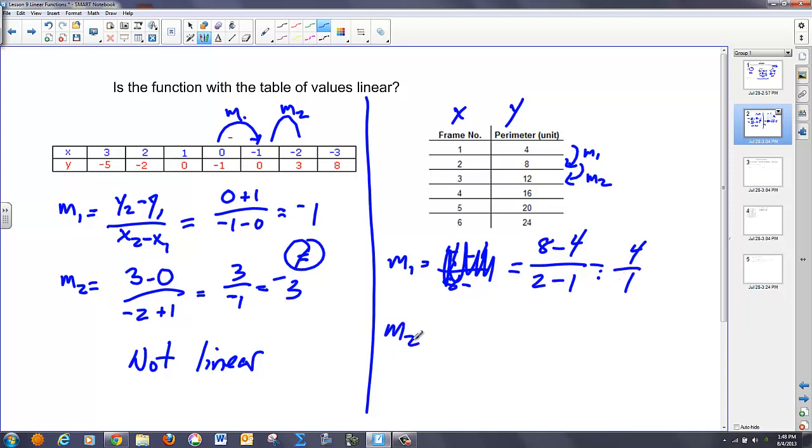Second slope, first y value is 12. The second y value is 8 over my first x value of 3, the second x value of 2, and then I end up with 4 over 1. And if you look at each jump of 1 results in a jump of 4 every time, so that's a constant slope, so this is linear.